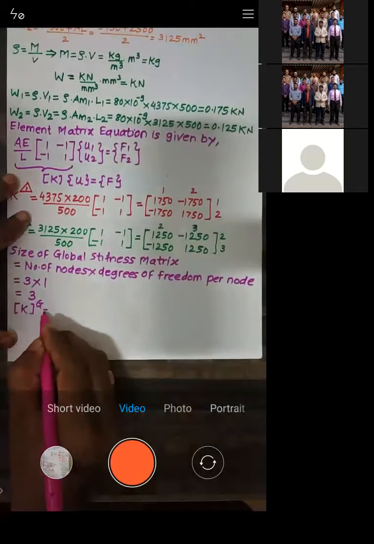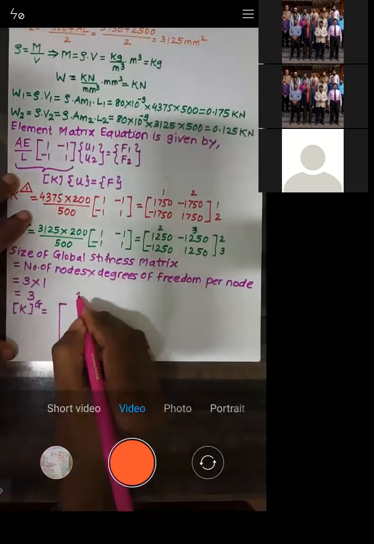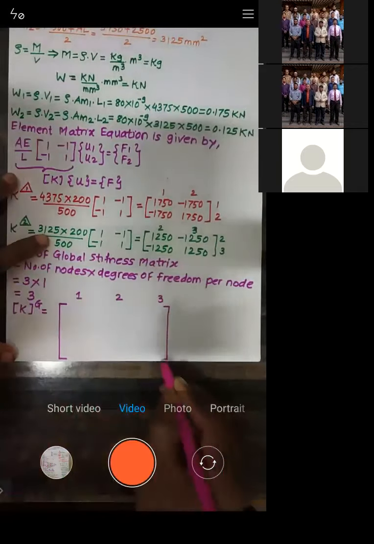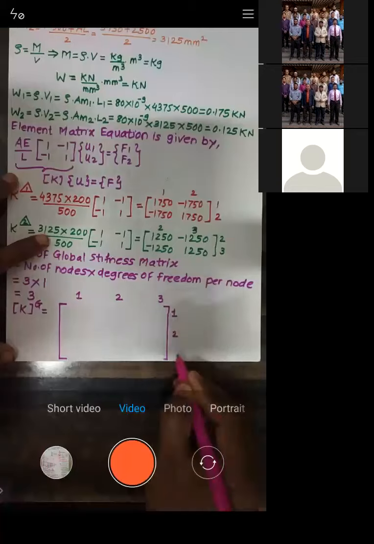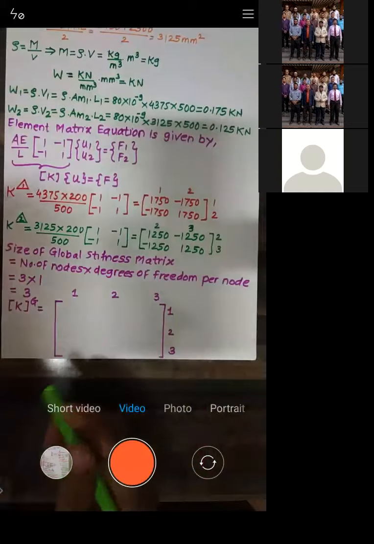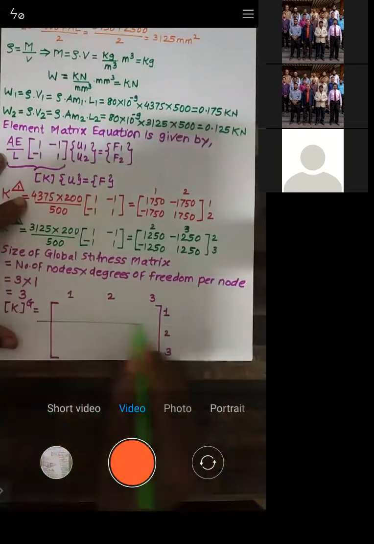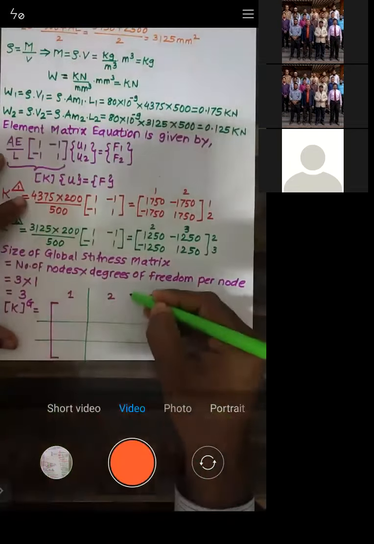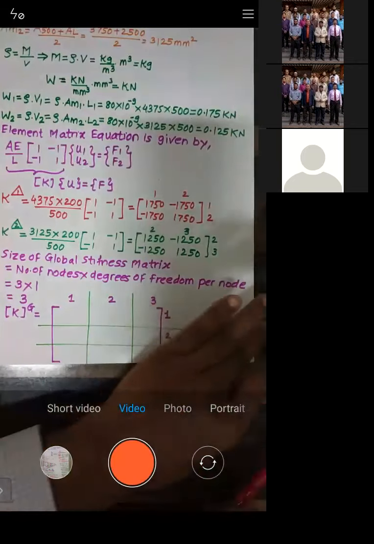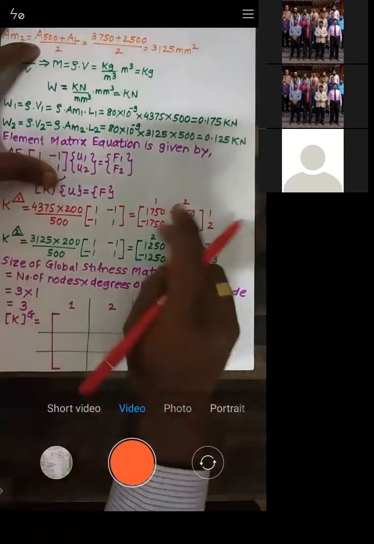So the global stiffness matrix is given by, I'll just mark it here. This is 1, 2, 3, and then we'll have rows 1, 2, 3. I'll just mark the rows and the columns, so there will not be any confusion. It's simply pick and place. There is nothing to check or verify. See, it's 1, 2, 1, 2.